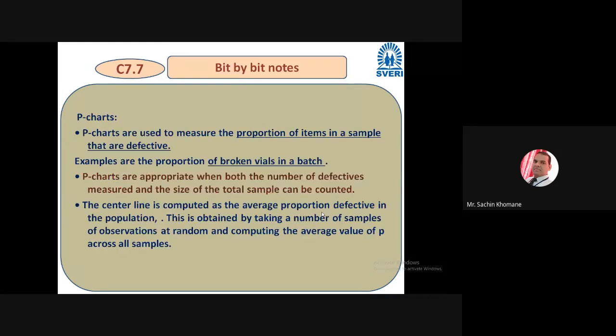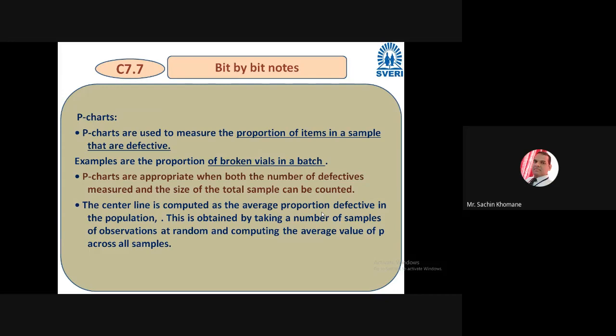So let us discuss in detail with the help of the P chart. P charts are used to measure the proportion of items in a sample that are defective. In a simple way, forget about the earlier slide. So here you will get a clear idea. P charts are used to measure the proportion of items in a sample that are defective.